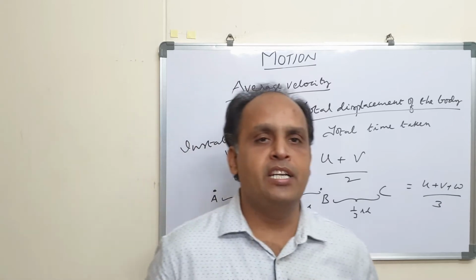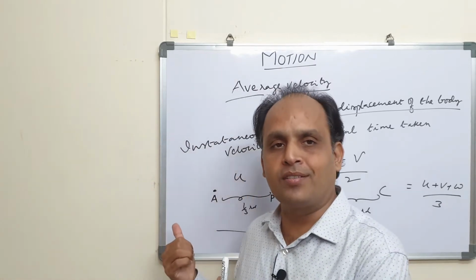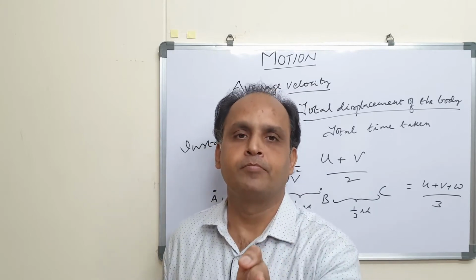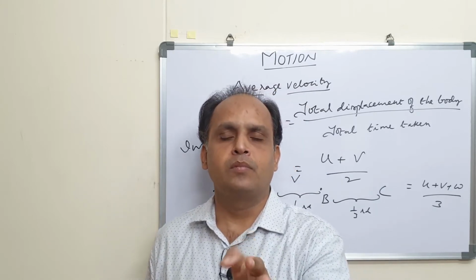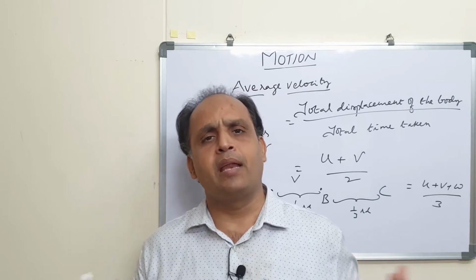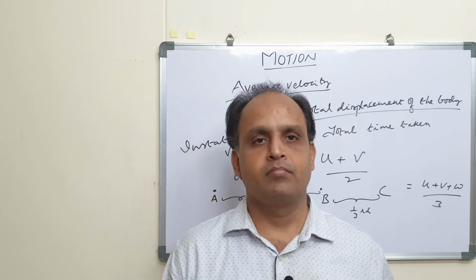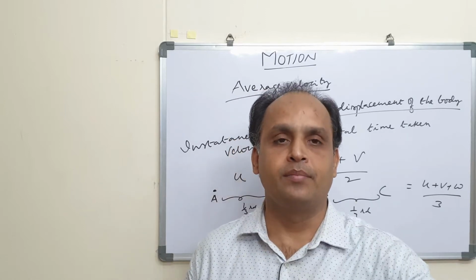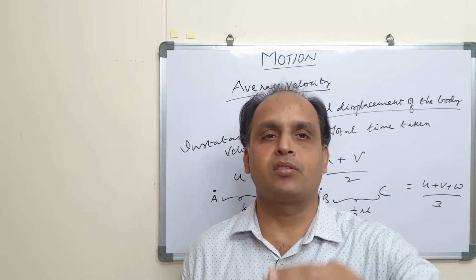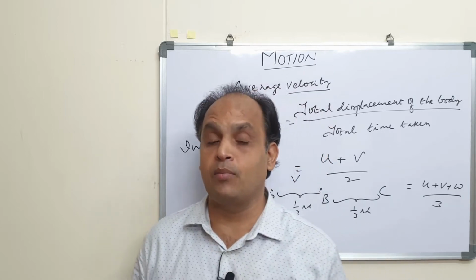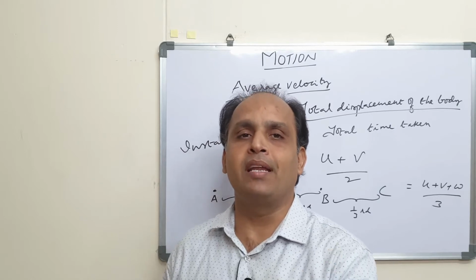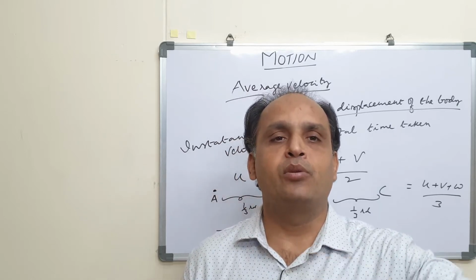So the primary condition for this is that the body should be moving in only one direction. The velocity of the body can be changing. It may be more sometimes and less at other times. It should be going with some variable velocity. Variable velocity in the sense I am talking about the magnitude. It should be going in only one direction, but its magnitude can change.